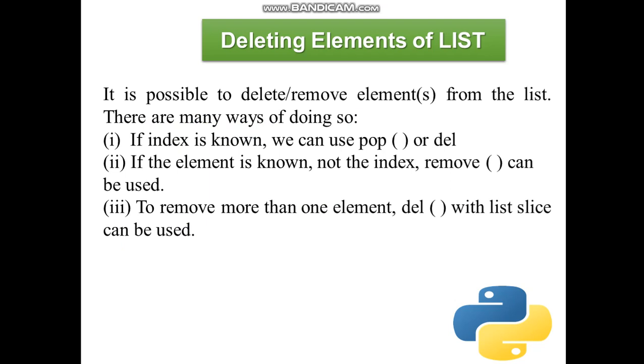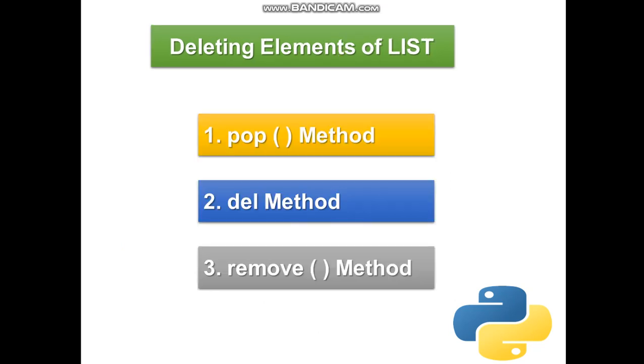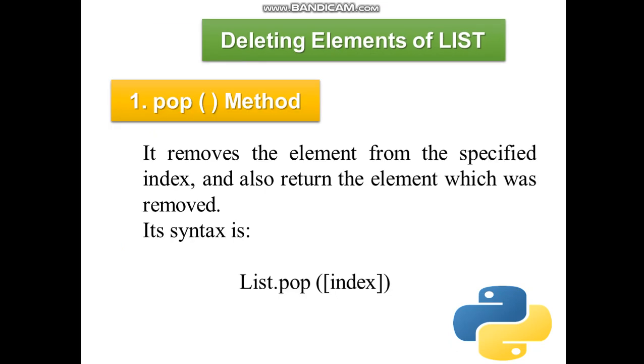If index is known, we can use pop or del function. If the element is known, not the index, we can use remove function. To remove more than one element, we can use del with the list slicing. So we can delete the elements of the list using three methods, that is pop, del and remove.